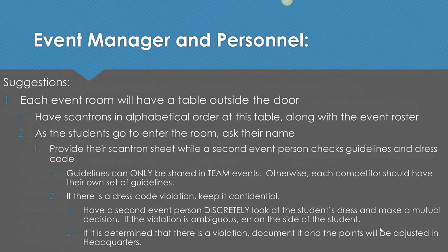My suggestion for that is absolutely use that table outside the door. Have the Scantrons in alphabetical order at the table, and then have a second event person there with the roster. On the roster is where you document the guidelines and the dress code. As the student comes up to your table, find their Scantron sheet, mark them off on the roster, and very discreetly check their dress code. You can also have them show you their guidelines at that time, and then they can go on in the room and find themselves somewhere to sit.